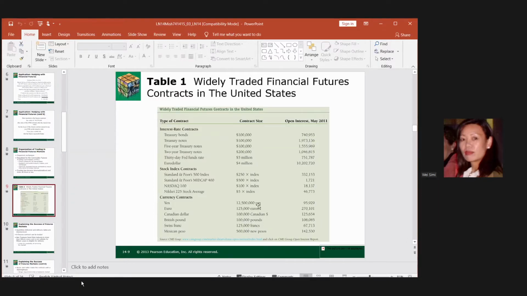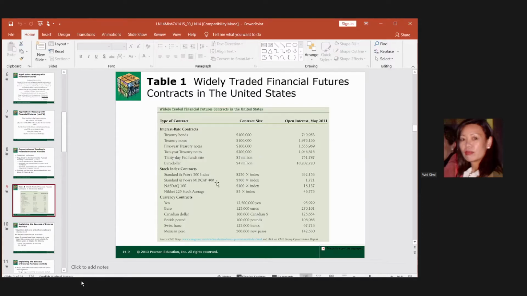For example, let's see, the 30 day Fed fund is 5 million. That's the size. You cannot trade it in smaller amounts. That's why you and me never trade this Fed fund rate, because we cannot reach this level. Normally it's institutions doing this, the size is so big. All right, this is currency. You can see how big it is.